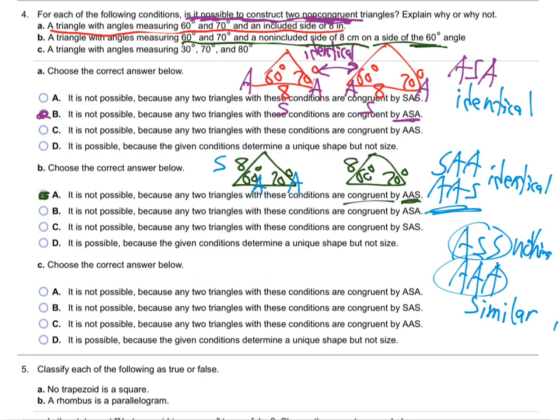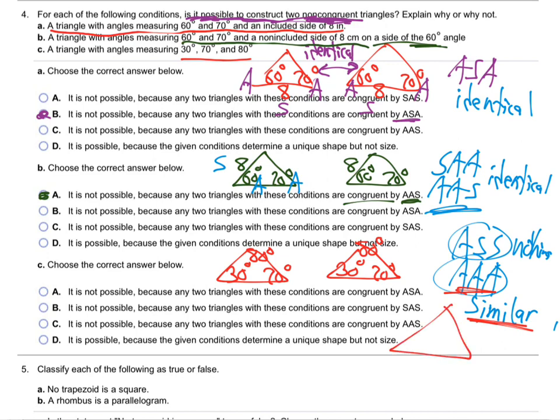How about part C down here? What is part C? They're saying 3 angles. So we have 30, 70, 80. Same 3 angles. Well, AAA, they're similar, but one could be a big version and the other a little version having the same 3 angles. So they're similar, but they're not identical. So is it possible to construct 2 non-congruent, not identical? Yes, indeed. It is possible because they determine a unique shape, but not size. There could be a small one and a big one that have the same 3 angles, and they're not congruent. So it is possible to make 2 triangles that are not congruent having AAA.